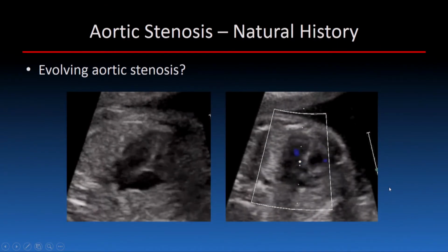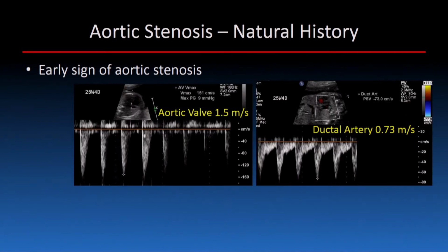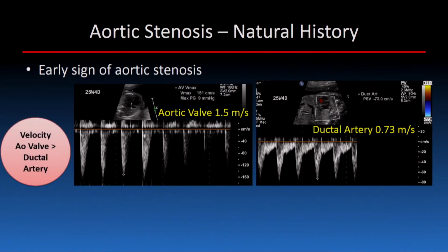And when we pulse a little bit higher across that aortic valve, we can see that the aortic valve velocity is 1.5 meters per second versus the ductal artery 0.73 meters per second. And that difference, subtly, between the aortic valve and the ductal artery is a tip-off that this could be early signs of aortic valve stenosis. And so use that in your armamentarium when you're screening.